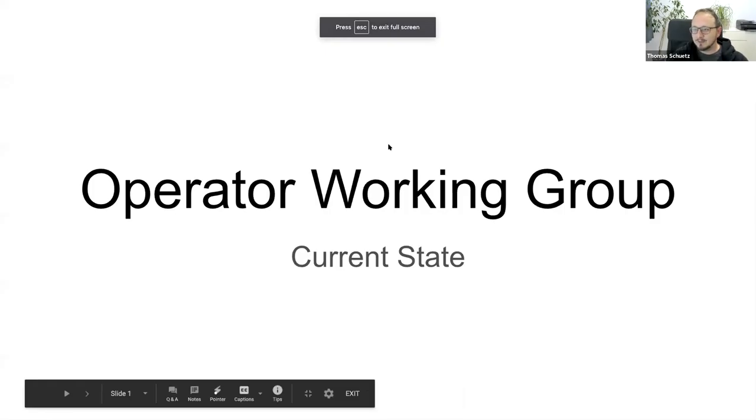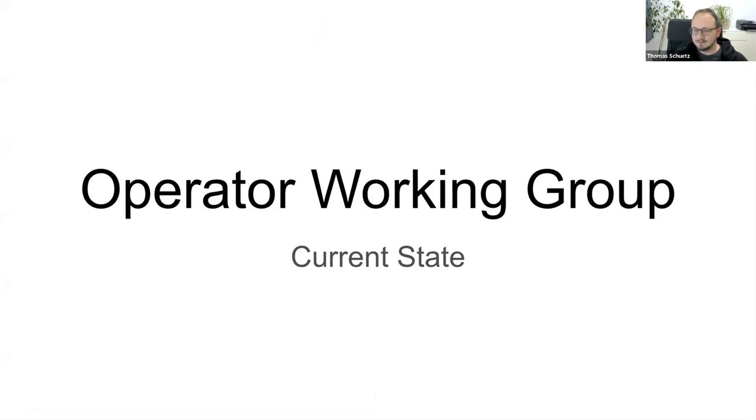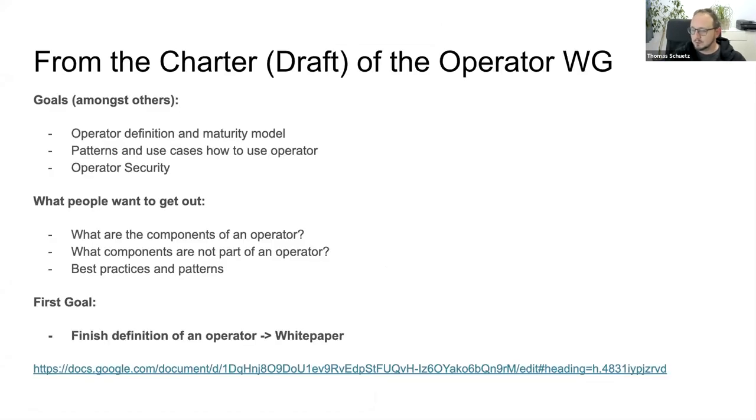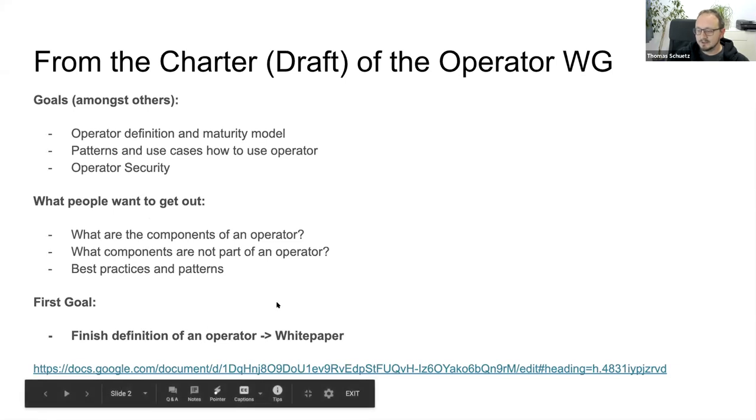Okay, hello everyone, my name is Thomas. Omar will help me present the current progress of the operator working group. I want to make a short recap on the charter of the operator working group. The goals were to define an operator and a maturity model, to define some patterns and use cases for end users on how to use an operator, and operator security. There were some points defined on what people may want to get out of it: what the components of an operator are, what components are not part of an operator, and best practices and patterns. The first defined goal was to finish the definition of an operator, and therefore we created a white paper.